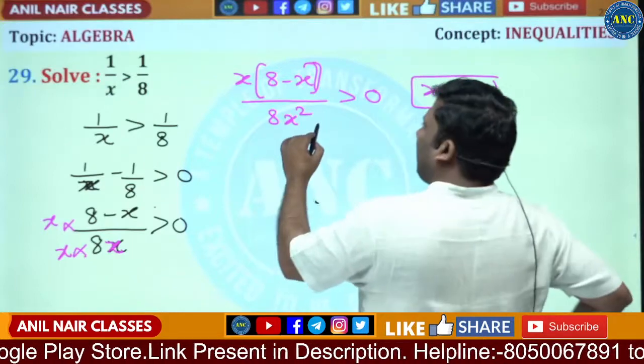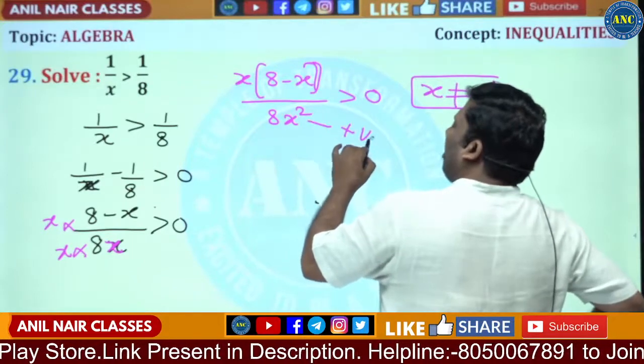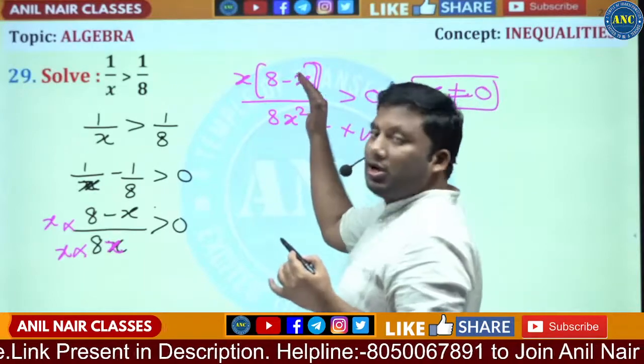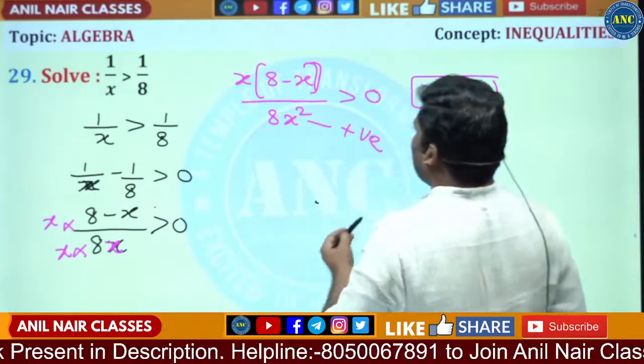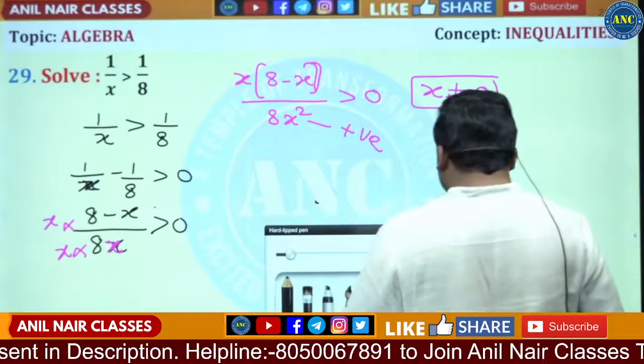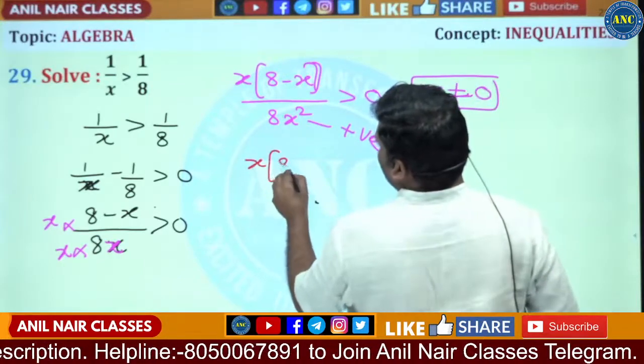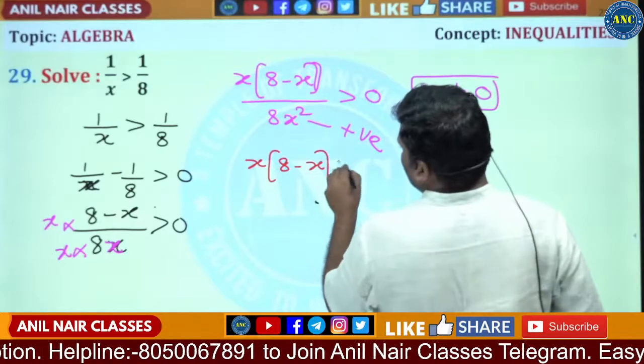So here it came out to be positive. When the denominator is positive, the numerator also should be positive. Positive by positive is positive. So this will be x into 8 minus x, and it is greater than 0.